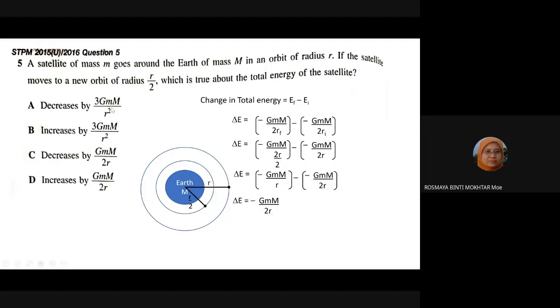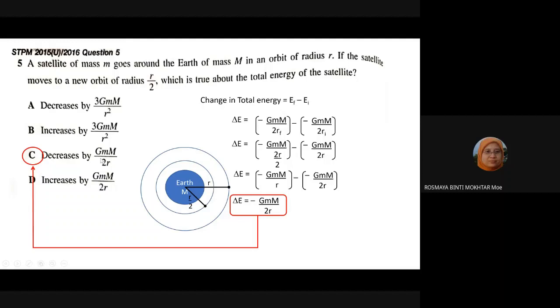So A and B are out already. So which one? C and D. To determine which one, C or D, you refer to the negative sign. That's why it's very important to substitute together with the negative for the equation of total energy. Finally, you will get negative. Negative means decrease, okay? So the answer is C.